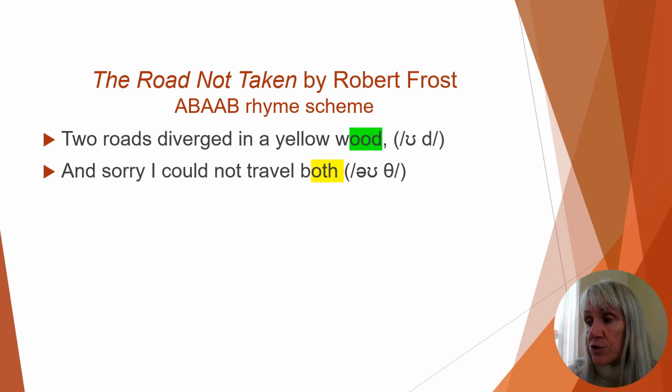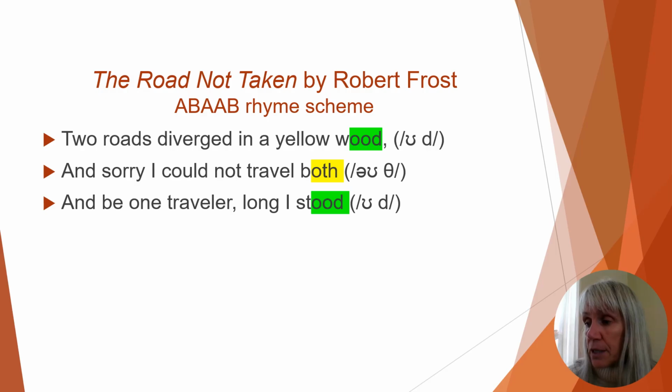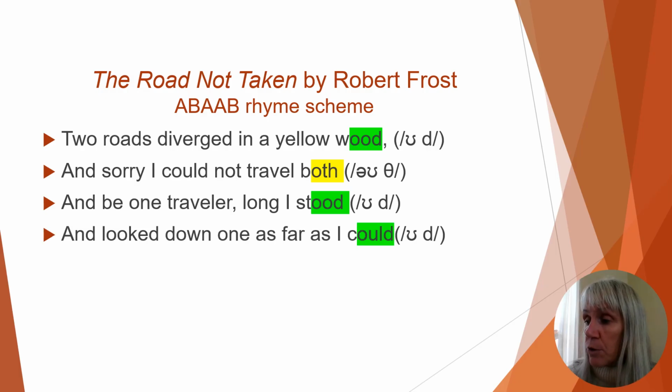Two roads diverged in a yellow wood, and sorry I could not travel both and be one traveler, long I stood and looked down one as far as I could to where it bent in the undergrowth. Then took the other, as just as fair, and having perhaps the better claim, because it was grassy and wanted wear, though as for the passing there had worn them really about the same. And both that morning equally lay in leaves no step had trodden black.